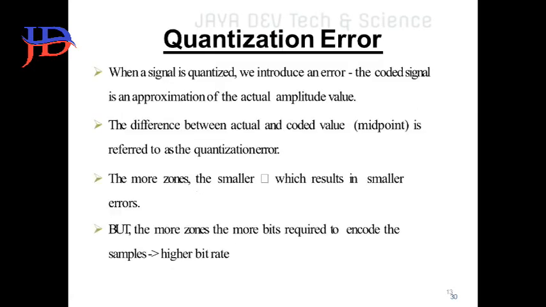Go for the next: quantization error. Here when a signal is quantized, we introduce an error. The coded signal is an approximation of the actual amplitude value, and the difference between the actual and coded value is nothing but quantization error. The actual coded value is the midpoint, either the mid-tread point or the mid-rise point. The more zones, the smaller the step size, which results in smaller errors. But the more zones, the more bits are required to encode the samples, which means a higher bit rate.